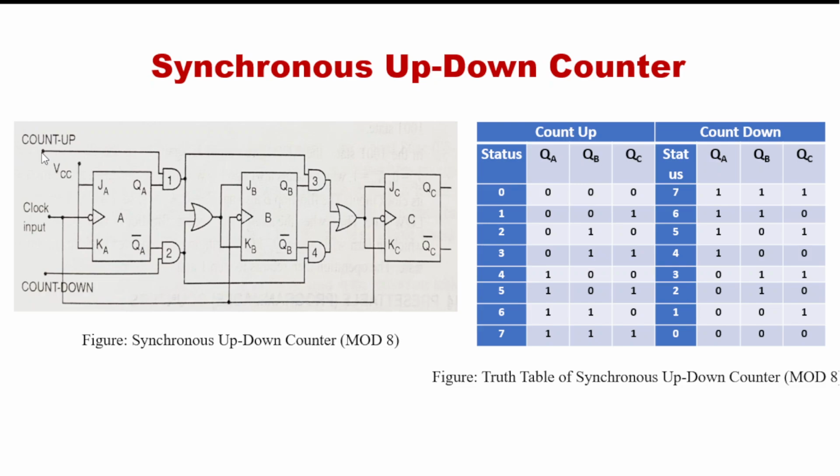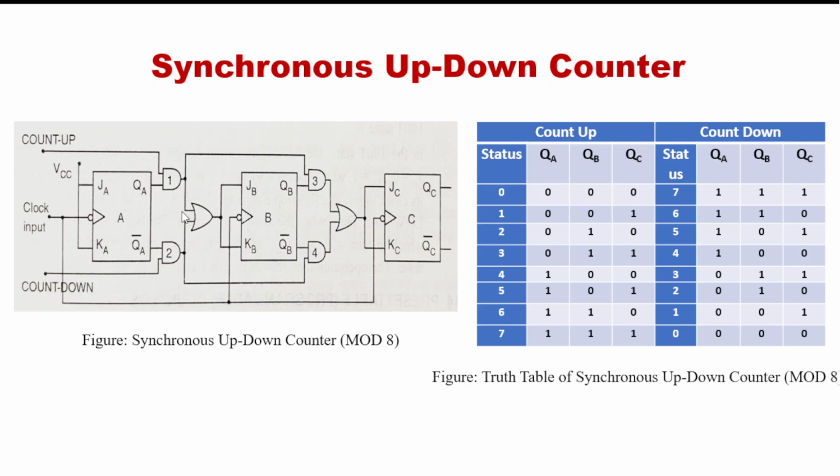So in the case of count up mode, first of all we have to keep the count down line at 0 when count up mode will work. Count down line is 0 means AND gate number 2 and 4 will be disabled, so no output. That means QA bar and QB bar will not pass through AND gate number 2 and 4.